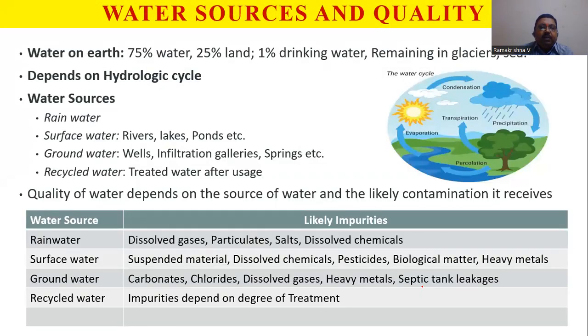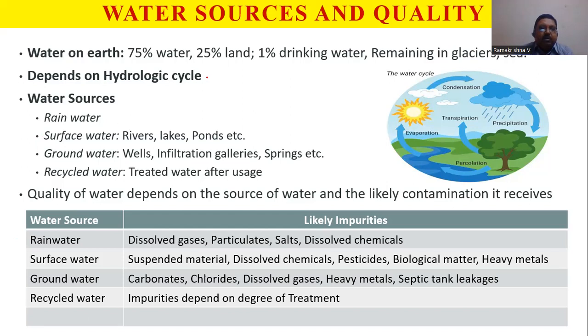If you look at the different water sources on the earth, 75% is water and 25% is land. Everybody knows. Out of this 75% water, only 1% is drinking water. The remaining is sea water, saline water, which is not suitable for drinking. So we need to conserve the water that is available, and we should be very careful with that.